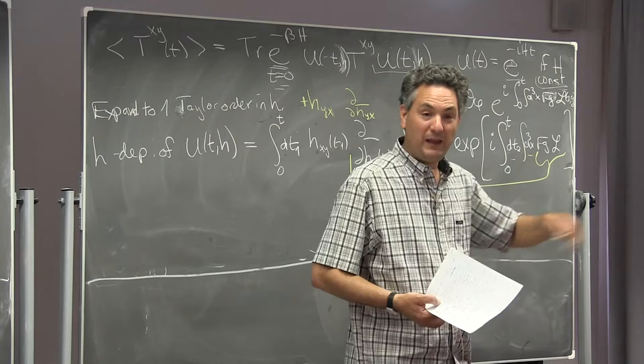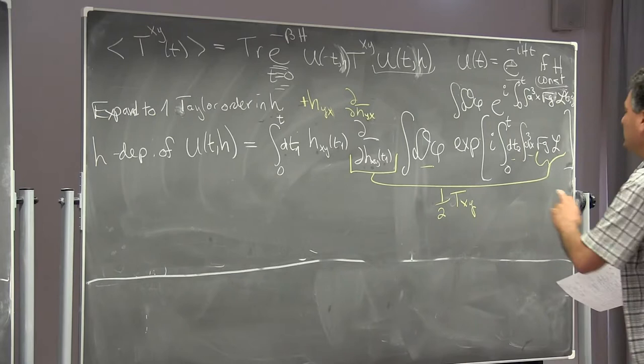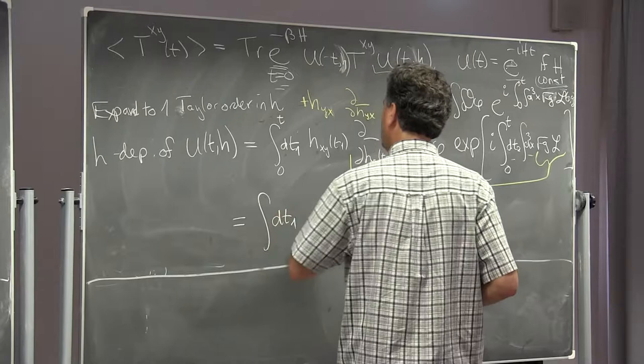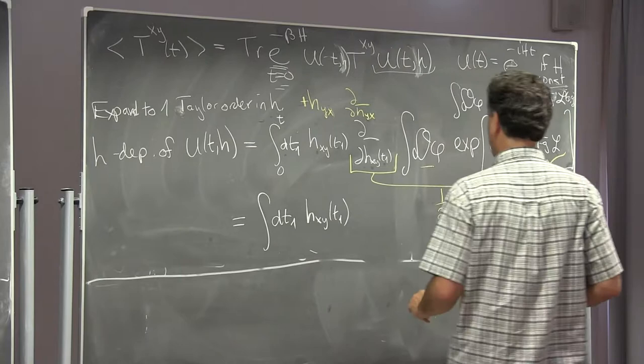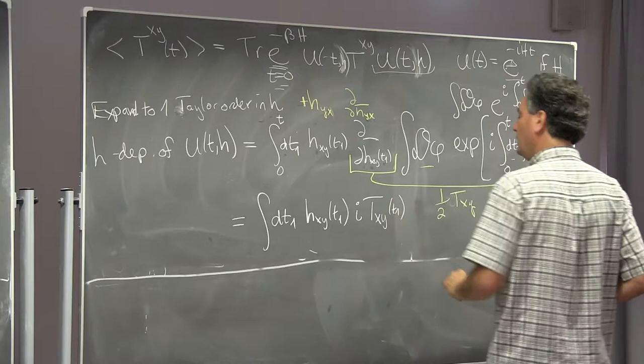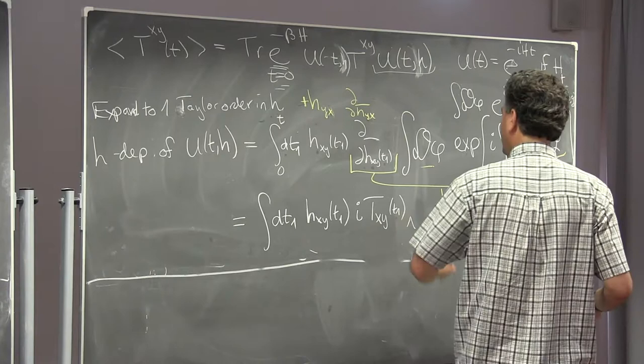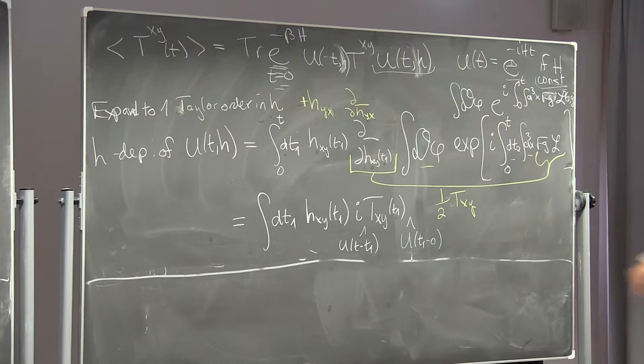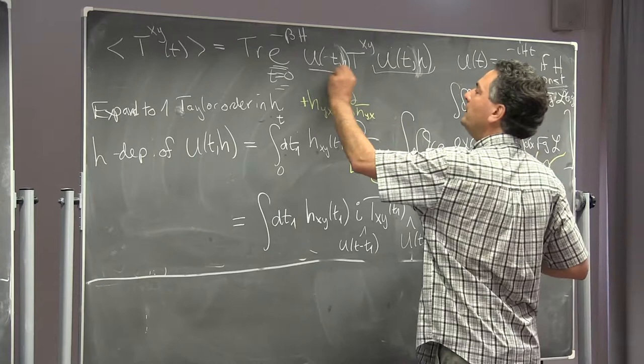Okay? And so what I get here, after, so this is inside of an exponential, and so it gets pulled out of the exponential. And so what I get here is integral dt1 hxy of t1 I txy of t1, where by txy of t1 I mean that I still have the evolution operators here, u from t1 to 0 and u from t to t1 on either side there. So the rest of the time evolution is still there. If you want, this is TXY in the interaction picture. In the Heisenberg picture. All the same statements I just made also apply over here, except this is an anti-time evolution operator.